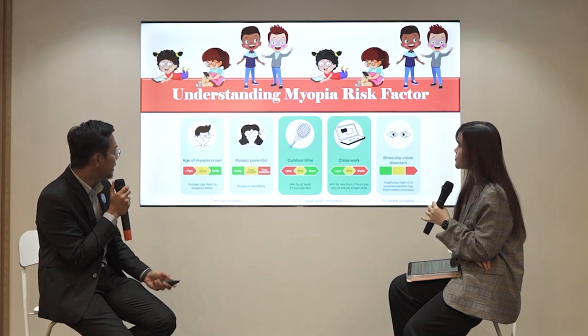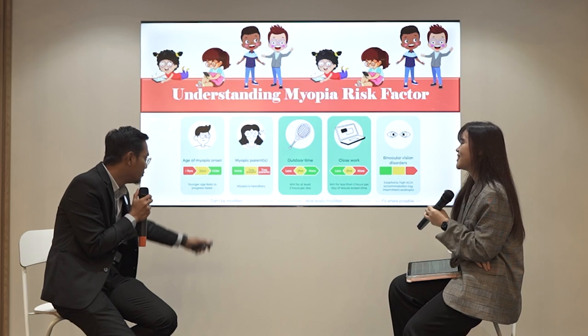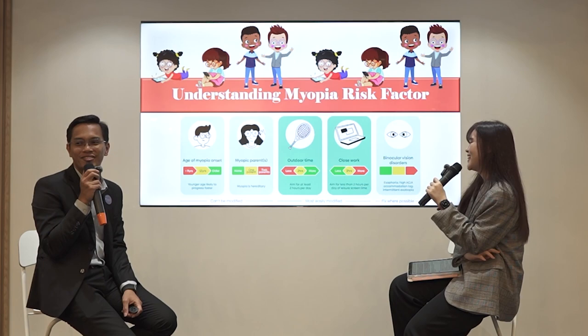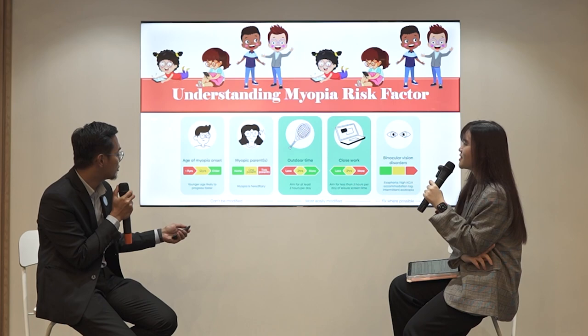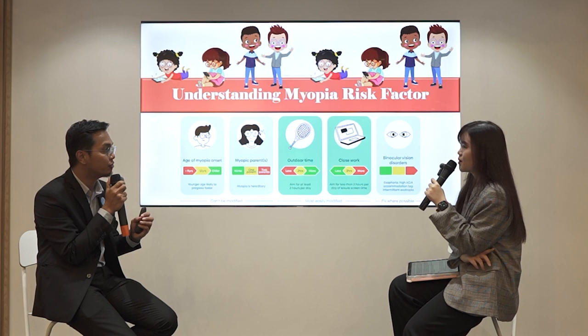The next one is myopia in parents. This you cannot modify, because we cannot choose our parents, right? If both parents are wearing spectacles, the kids have a 50% chance of getting myopia.